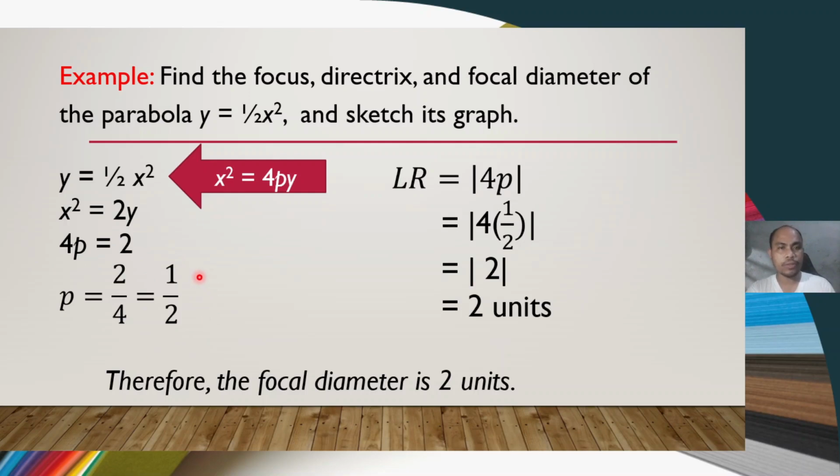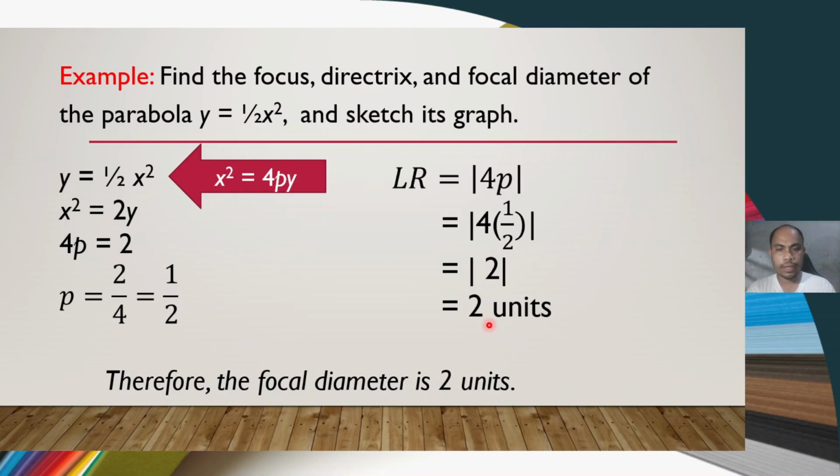How about the latus rectum, sir? Because we're going to compute also the latus rectum. To compute it, we have the formula LR, or latus rectum, equals the absolute value of 4p, the one we computed earlier. Then substitute the value of p, which is 1/2. So, the absolute value of 4 times 1/2. Multiply that, the answer is 2, so the latus rectum is 2 units.